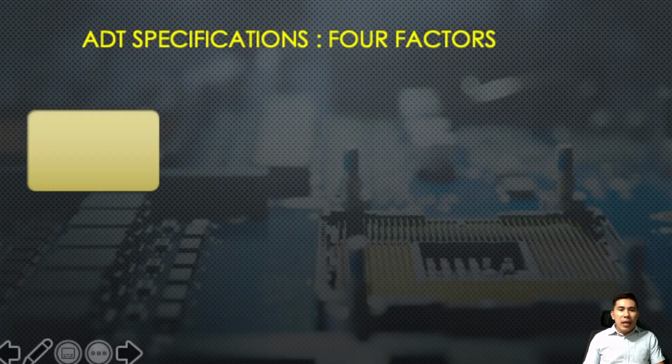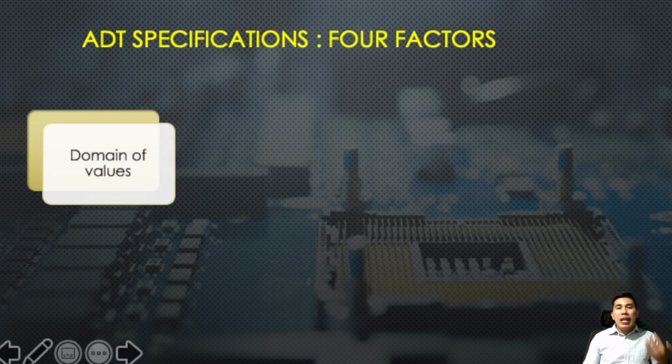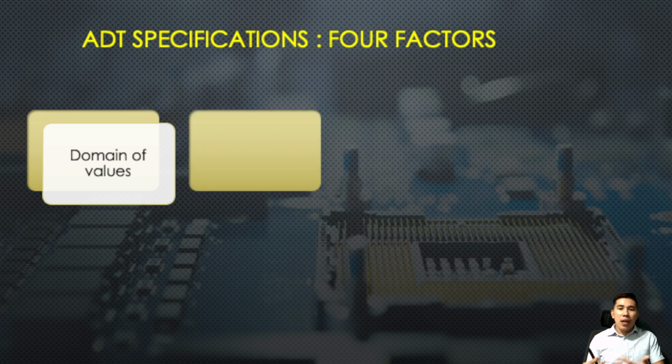So here are the four factors in ADT specifications. We have the domain of values. The domain of values is the set of values that may be assigned to a variable of its type. So it could be either atomic or composite. When we say atomic, its domain of values is made up of non-decomposable or primitive elements. It's also known as simple.